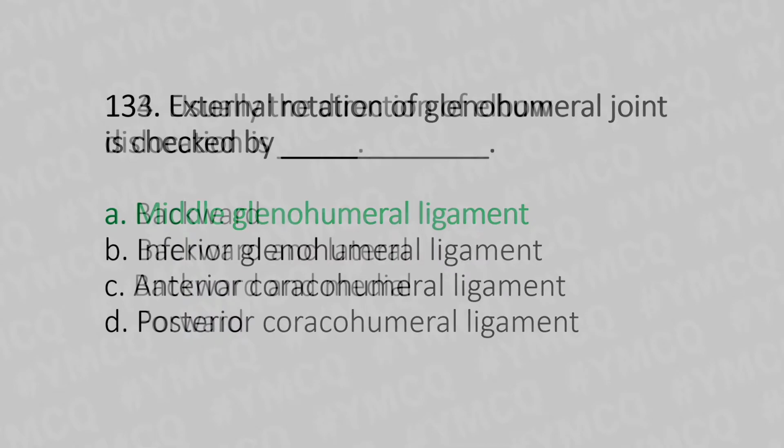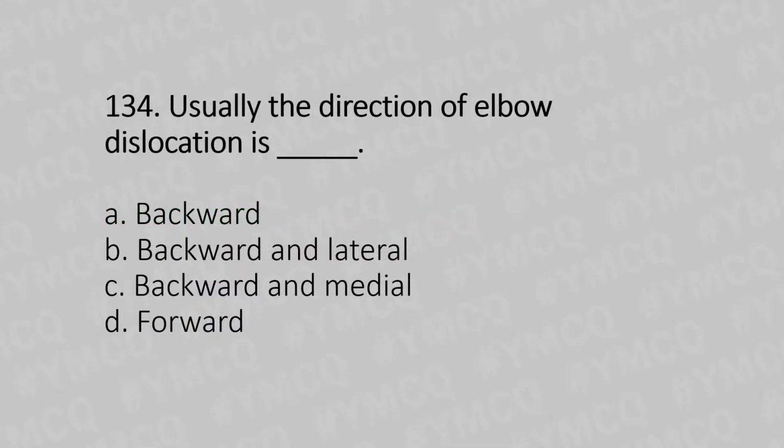Moving to question number 134. Usually the direction of elbow dislocation is dash. Option A, backward. Option B, backward and lateral. Option C, backward and medial. Option D, forward. And the answer is option B, backward and lateral.